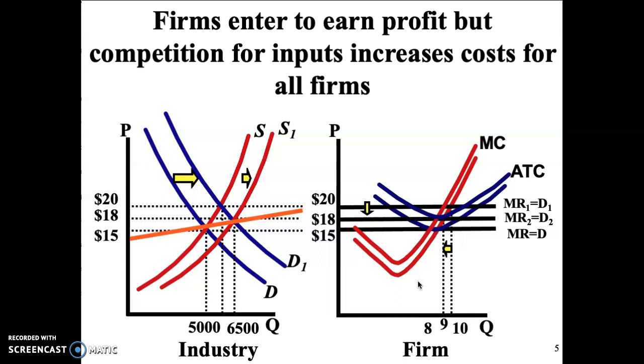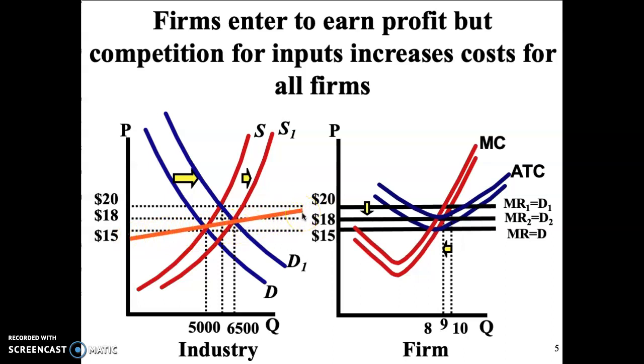And if it was a decreasing cost industry, what we would see is the supply curve shift out further than the demand curve instead of not as far. And then the per unit cost for the firm, indicated then by the marginal cost, would fall instead of rise, and the market price would end up below 15. And we'd get a downward sloping line instead of an upward sloping line here for the long run industry supply curve.